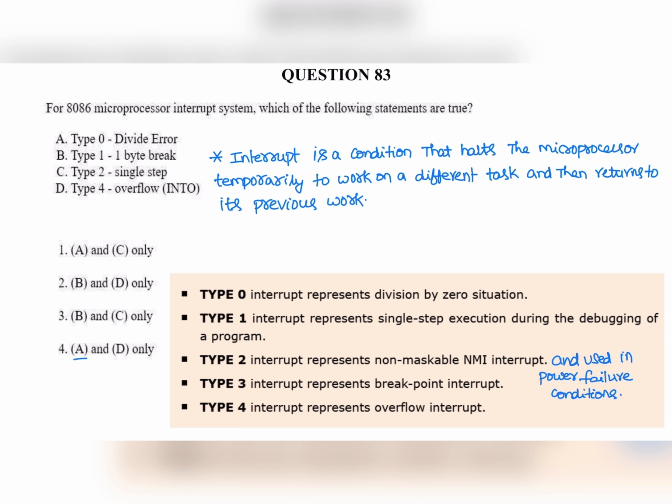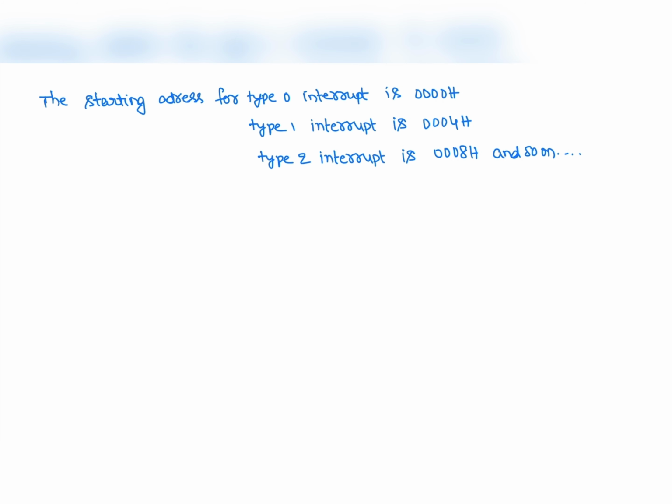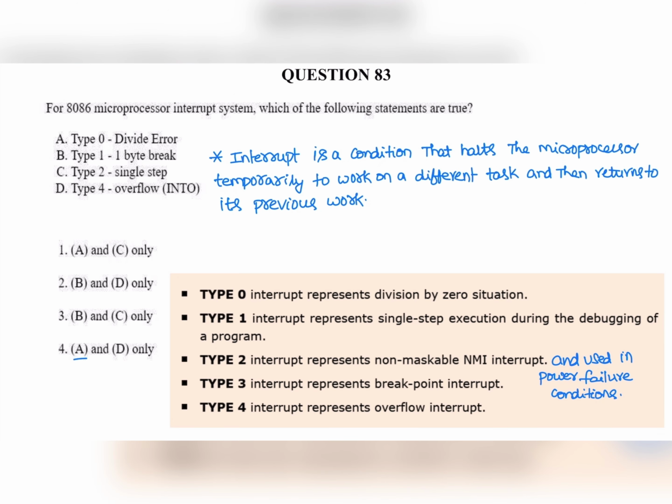So the definition of interrupt is a condition that halts a microprocessor temporarily to work on a different task and returns to it. For type 0 interrupt, the starting address is 0000h. For type 1 it is 0004h, and for type 2 it is 0008h, and so on. So now the correct statements are: type 0 is division by 0, statement A is correct.